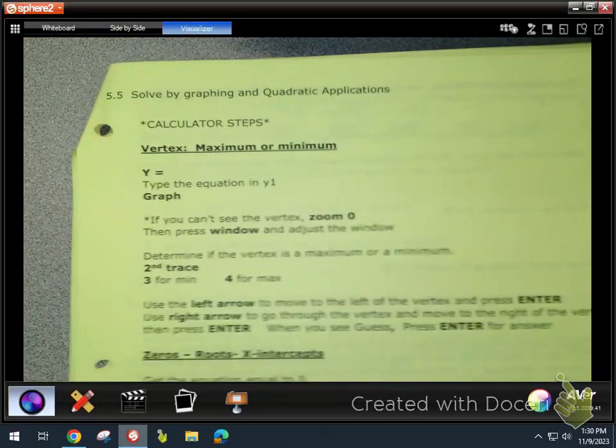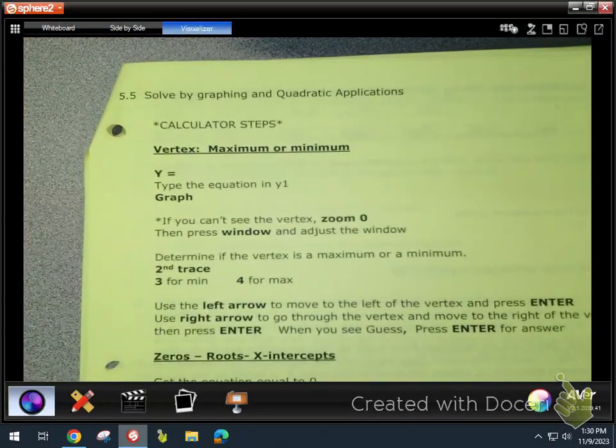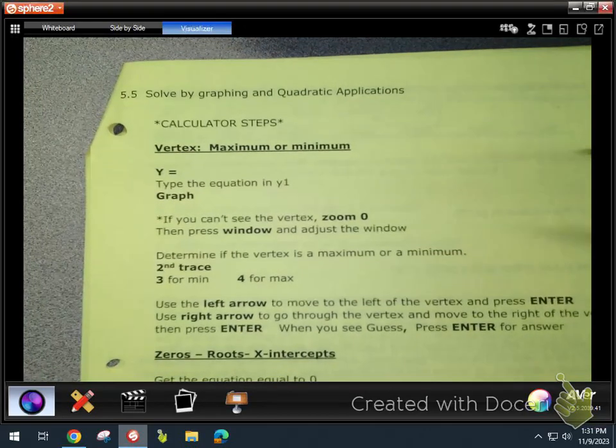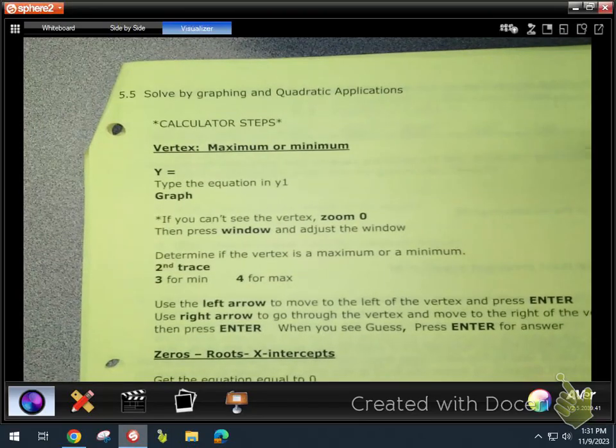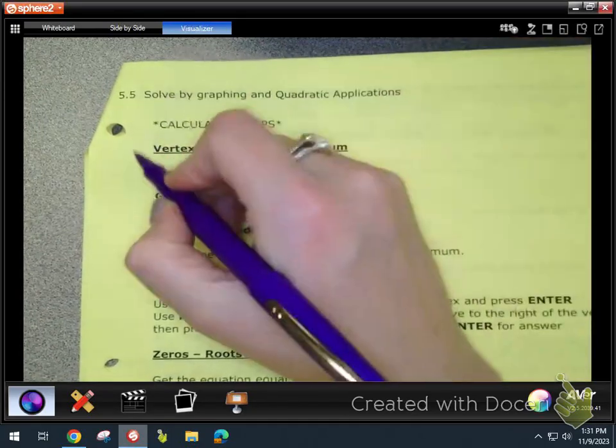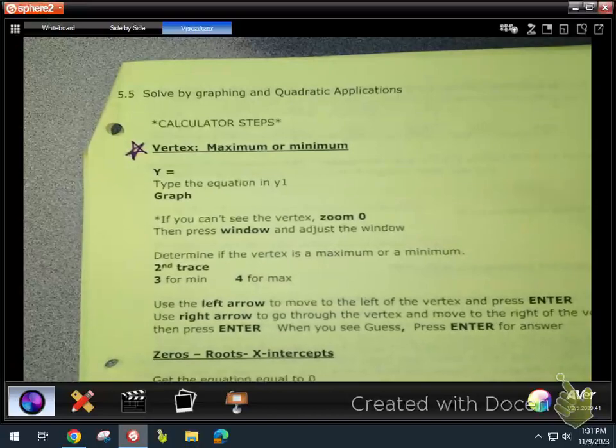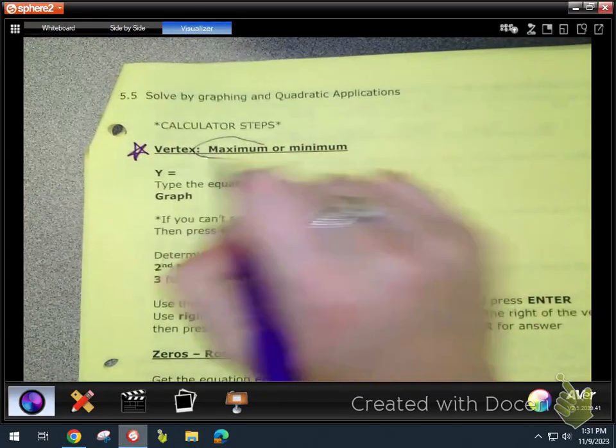All right, so page 13 here goes through all of your calculator steps. I'm not going to read all of this to you because that would be kind of dumb. You can read yourself. But just so you see, here are the things that I'm going to expect you to be able to do in the calculator. I'm going to expect you to be able to calculate a vertex. Keywords here are minimums and maximums.